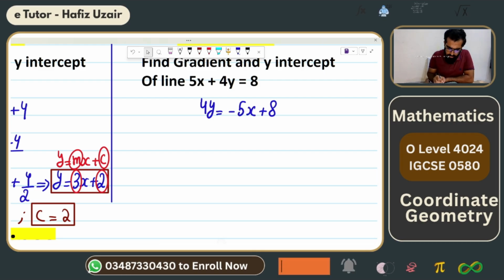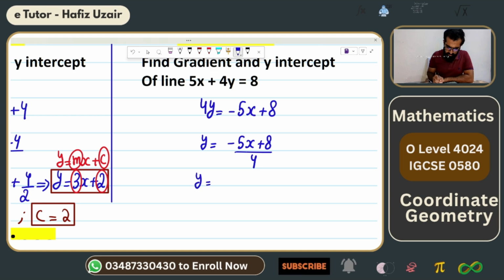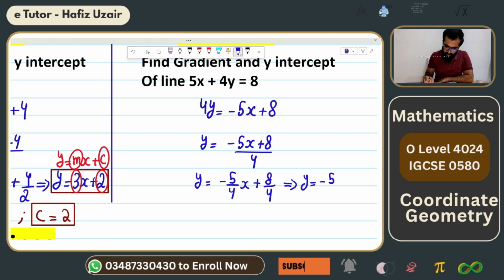Now you need to shift 4 to other side, so this will be minus 5x plus 8 over 4. Write these terms separately. y will be equals to minus 5 over 4x plus 8 over 4. Now this will produce y equals minus 5 by 4x plus 2.